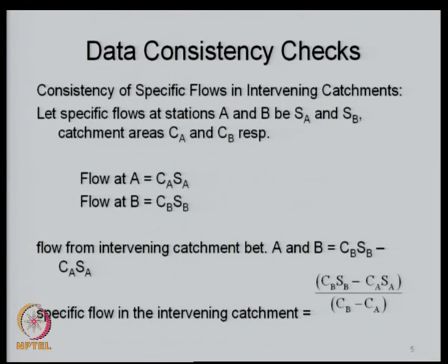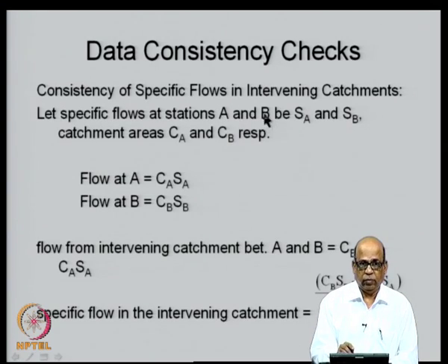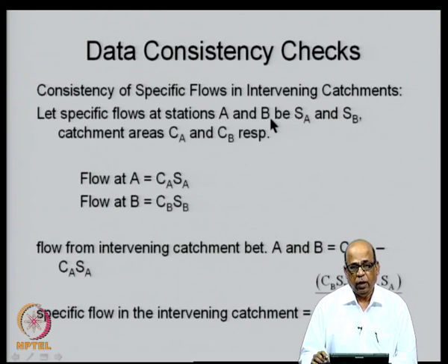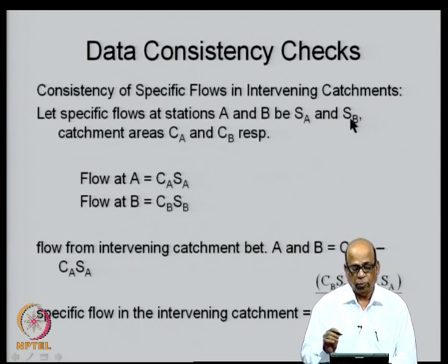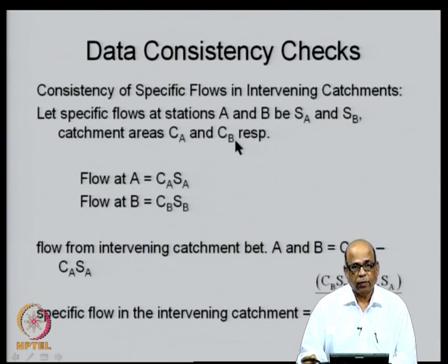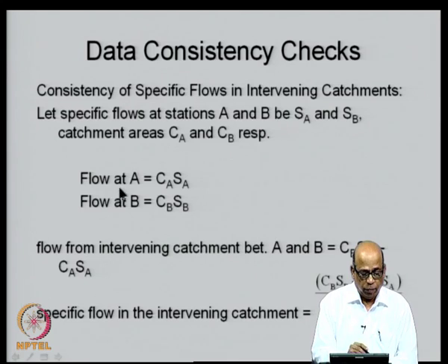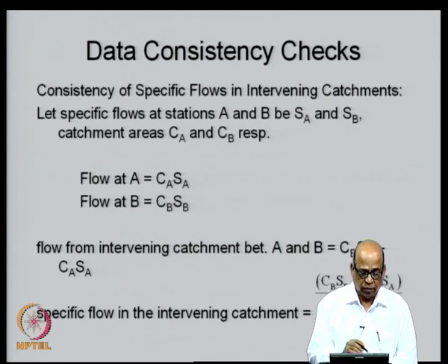When we do this, let us say that there are 2 stations we are considering, station A and station B, and we get specific flows of S A and S B respectively, and the associated catchment areas are C A and C B. So, the flow at A is simply catchment area into the specific flow, this is C A into S A. This is the average flow that you can expect at that particular gauge. Then similarly, flow at B is C B into S B.